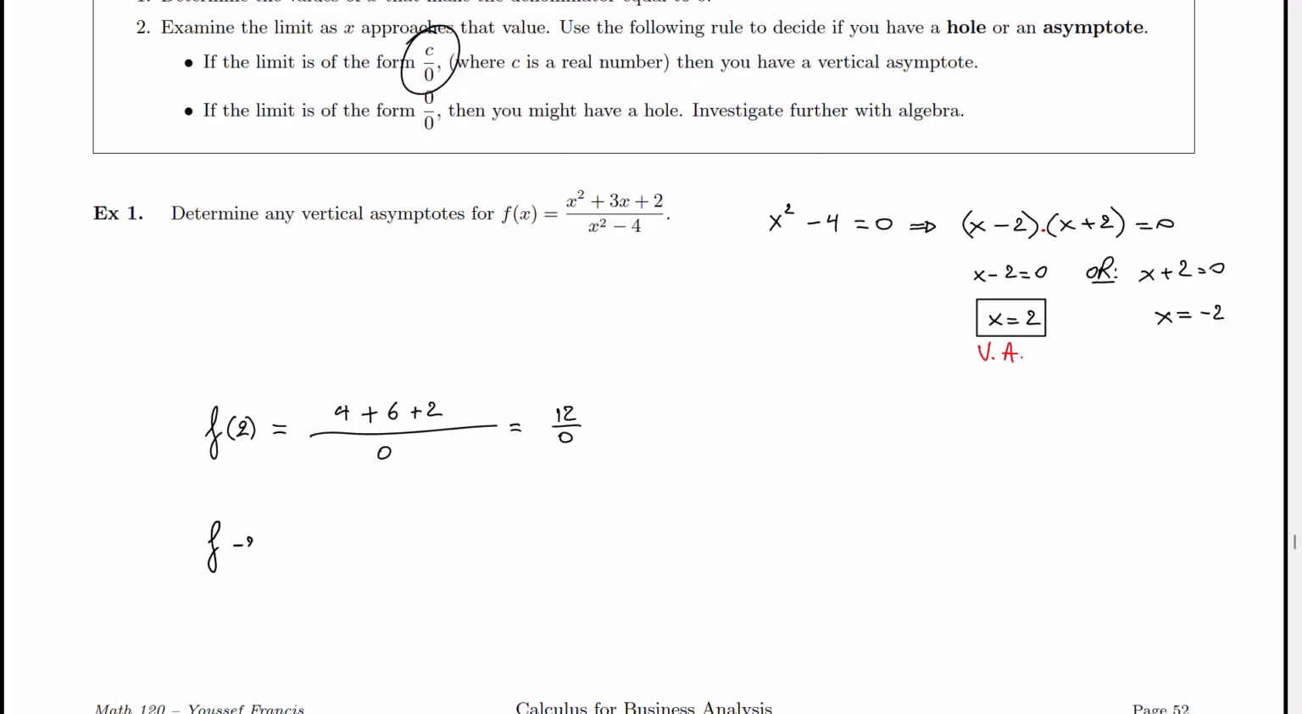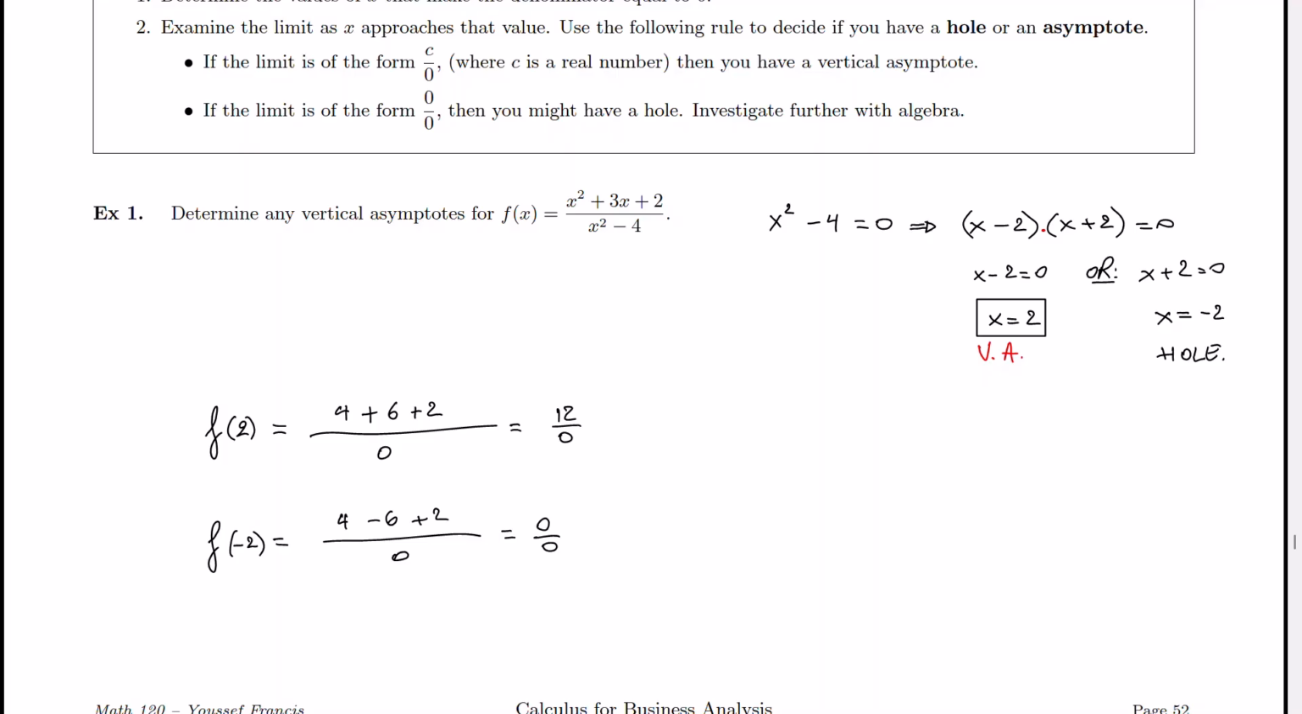Now let's do the same thing with negative 2. I'm going to plug negative 2 into the function and see what happens. On the denominator, it's going to be 0 because negative 2 minus 2 multiplied with negative 2 plus 2 will be 0. But on the numerator, I'm going to end up with 4 minus 6 plus 2, which is basically 0 over 0. So the form now is 0 over 0, which means what I'm dealing with here is simply a hole in the graph, not a vertical asymptote.